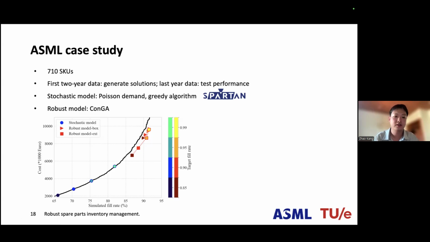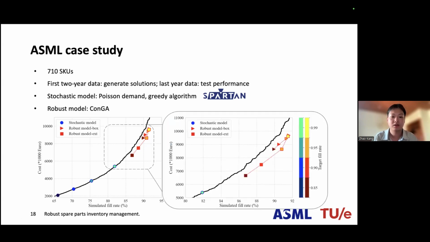So it means that the actual performance of the stochastic model is far from the target we want to achieve. However, you can see the points we colored in red. They are the solutions of the robust model. You can see that for most of the cases, they can meet the target fill rate. And now let's make this picture more clear. You can see there's a gap between the stochastic optimization model and the robust model. And we found that when we use the robust optimization model, we can save up to 15% on the cost.